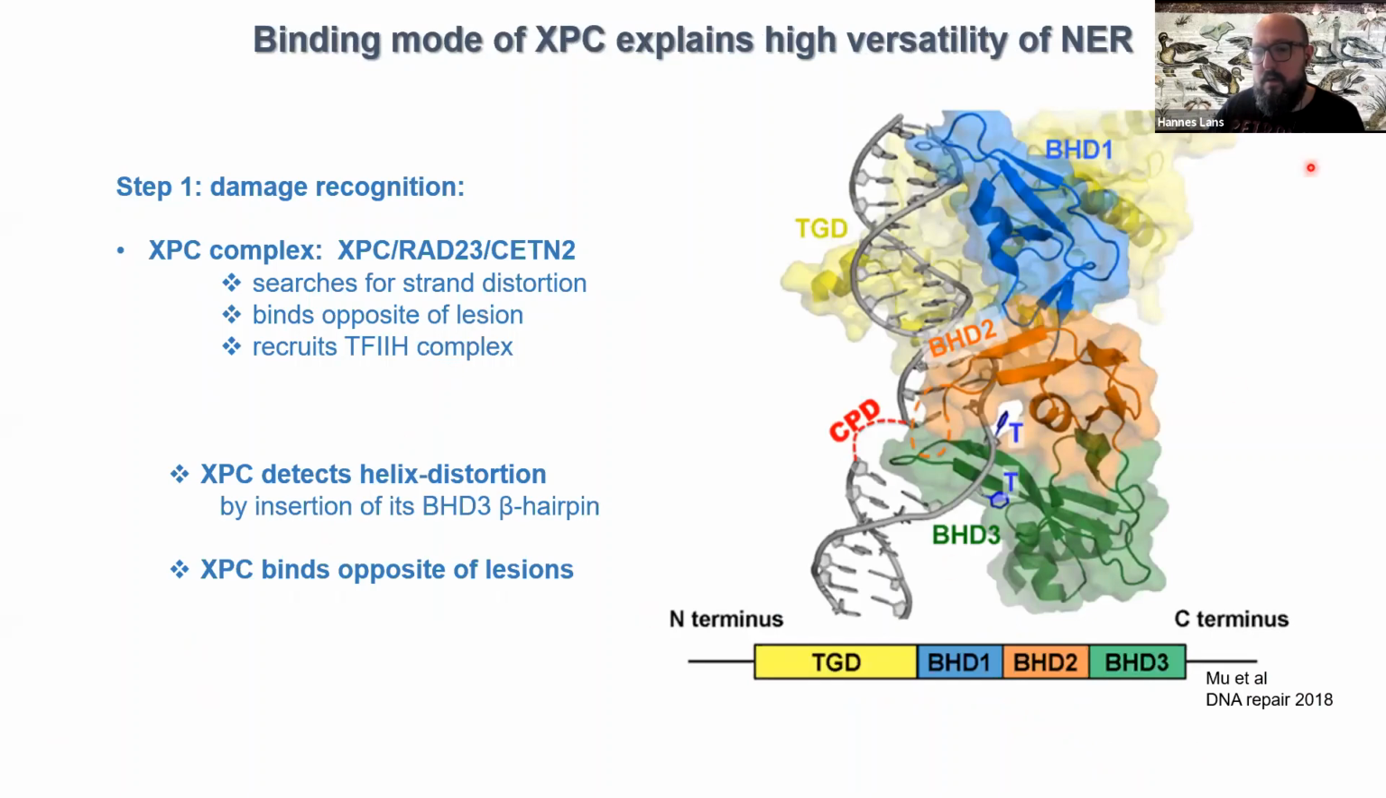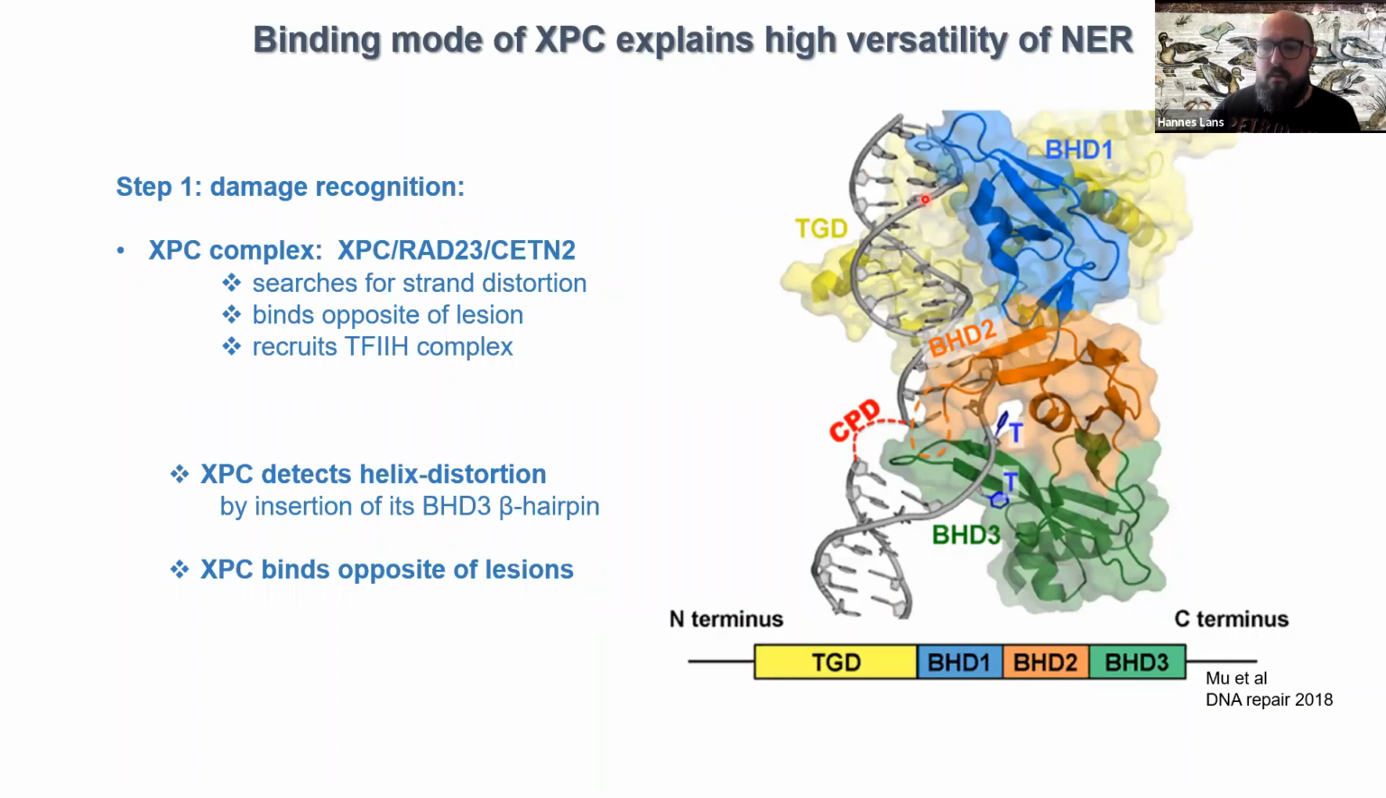So this is a structure of yeast XPC protein that they solved a bit more than 10 years ago, and that showed us how XPC actually detects DNA damage. And it does this by binding with two domains, the TGD domain and the BHD1 domain. It binds to the double-stranded DNA, and it does so in a transient way, so it constantly binds and then lets go. So it's a very dynamic process.